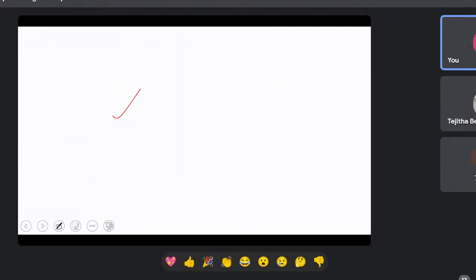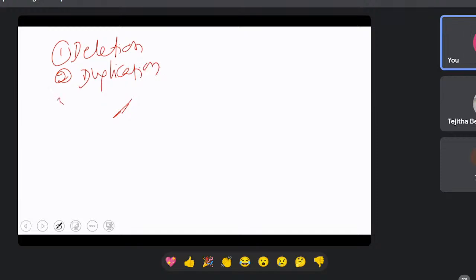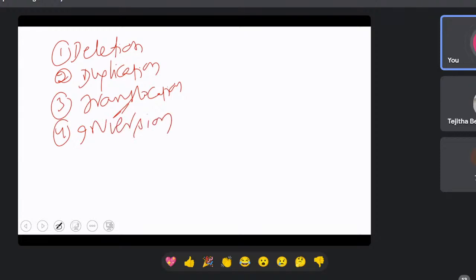Now if we observe, these are basically of four types. Number 1, deletion. Number 2, duplication. Number 3, translocation. Number 4, inversion. Structural variations are of four types: deletion, duplication, translocation, inversion.